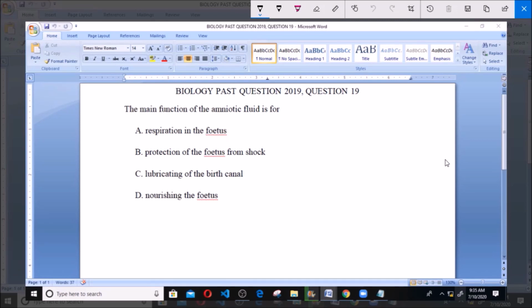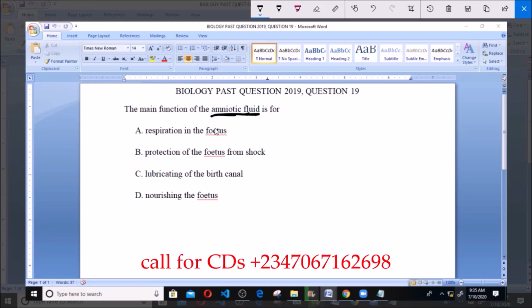Today we'll be dealing with Biology Past Question 2019, Question 19. The main function of the amniotic fluid, this is the keyword here, is for: A. respiration in the fetus, B. protection of the fetus from shock, C. lubricating of the birth canal, D. nourishing the fetus. Now what is an amniotic fluid?